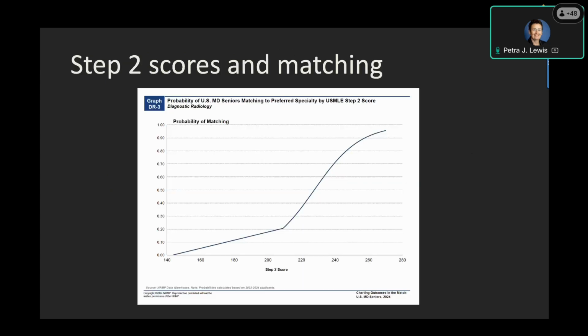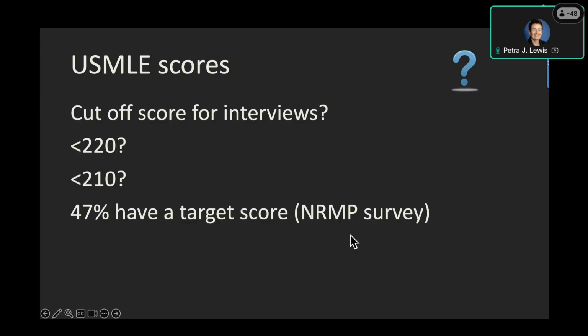All right, step 2, scores and matching. Again, this is the latest data that we have. And it's kind of interesting because it comes up and then we go whoop, and that cutoff seems to be over about 210. So if you go up here, your probability of matching is really very high when you get a 270. But most people are going to be around here. So you can see there's a pretty steep curve here.